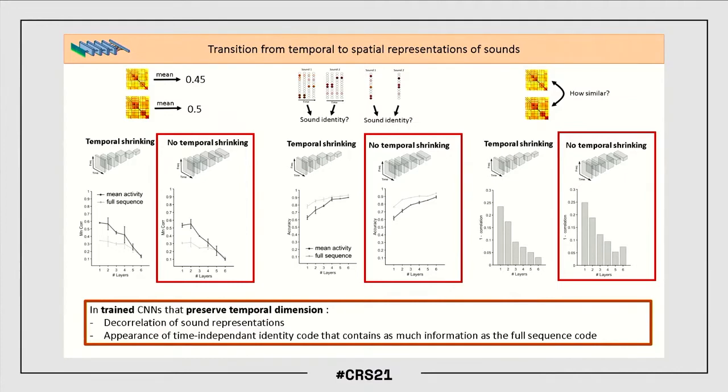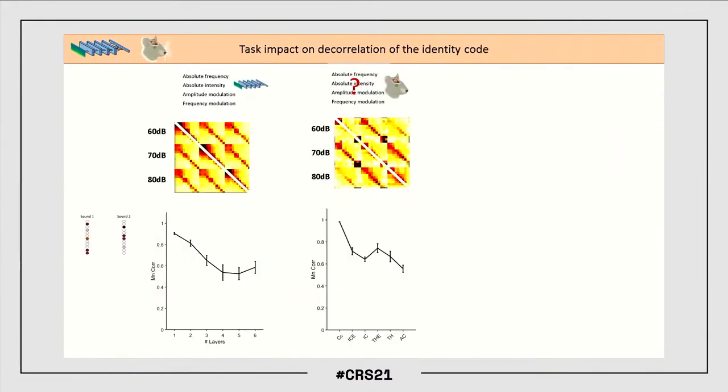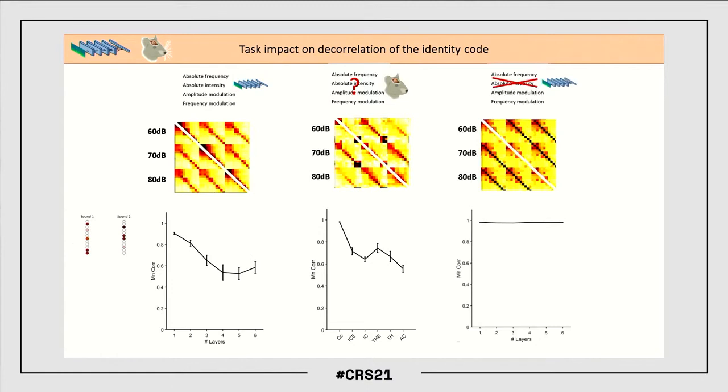So another way to back up our hypothesis is that we should only see this time-independent identity code for sound properties the network actually cares about. Take the example of intensity. Here you have pure tones at 3 different intensities, and we see both in the trained network on the left and the biological system in the middle that we get our time-independent decorrelation. What if now we retrain the network but remove any question referring to intensity? If we do this, we see the network no longer decorrelates sounds of equal intensity.